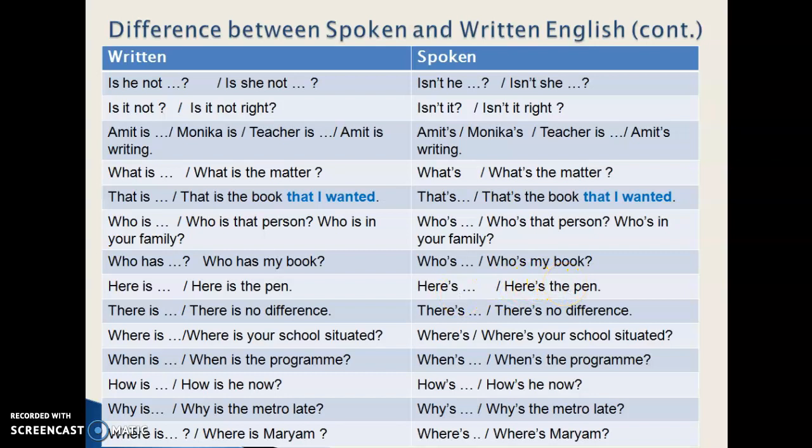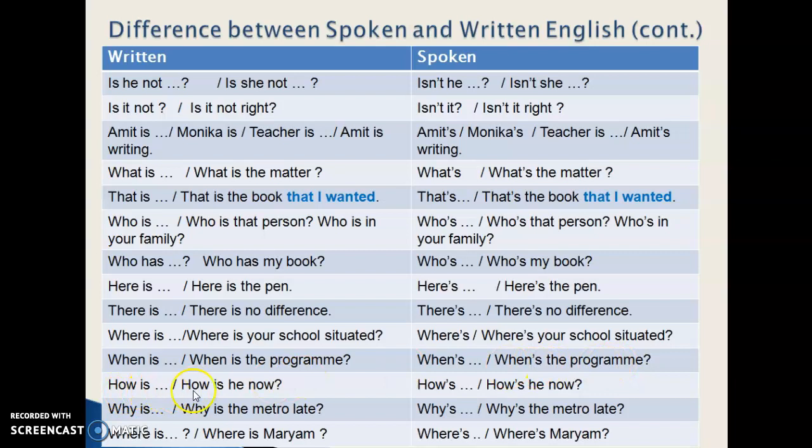There is no difference. There's no difference. Where is your school situated? Where is your school situated? When is the program? When's the program?